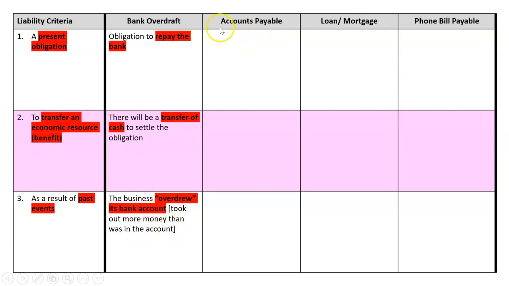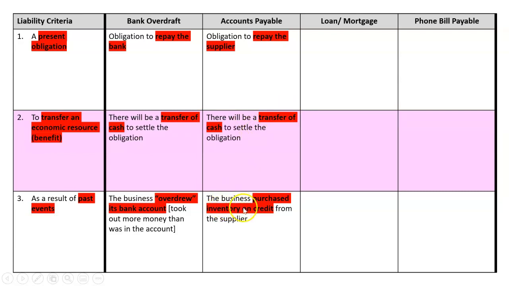What about with an account payable? What is your present obligation? Well, again, it's pretty similar. You're going to repay the supplier. What are you going to transfer to them? Again, easy. Cash. Going to transfer cash to settle the obligation. What was the past event? Well, you bought some inventory on credit from the supplier.